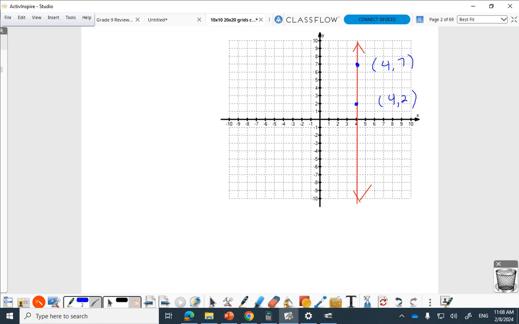Yeah? And you get your slope formula out, and you go, okay, y2 minus y1 over x2 minus x1. Slope is 5 divided by 0. Dividing by 0 is out. We made a mistake in teaching you, friends.